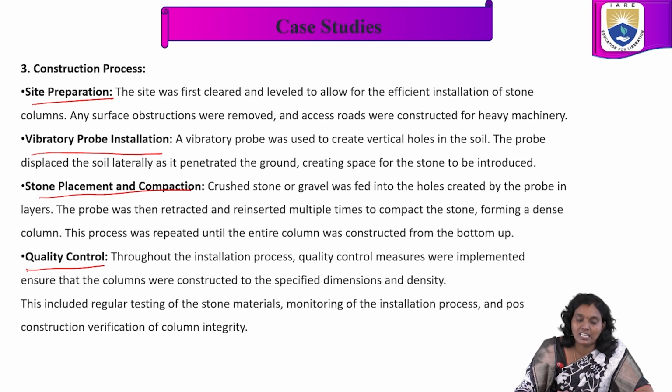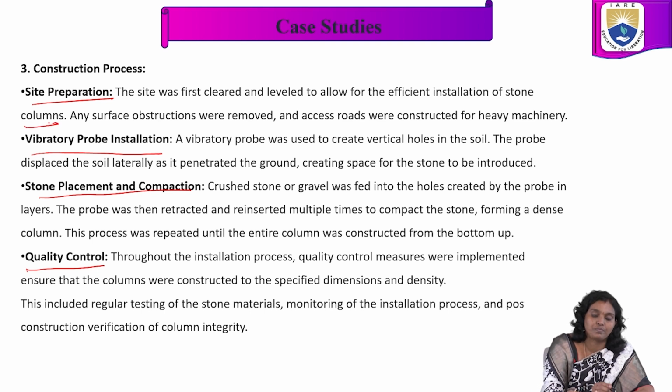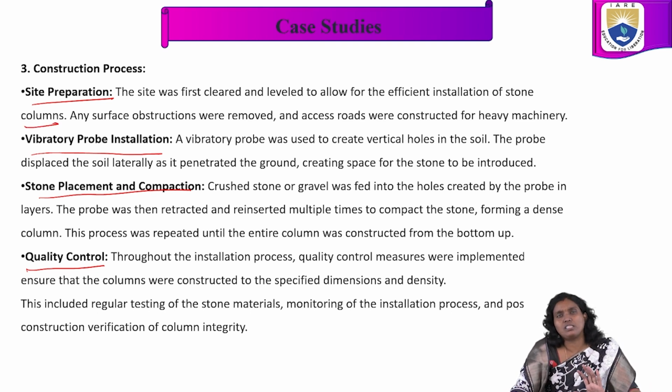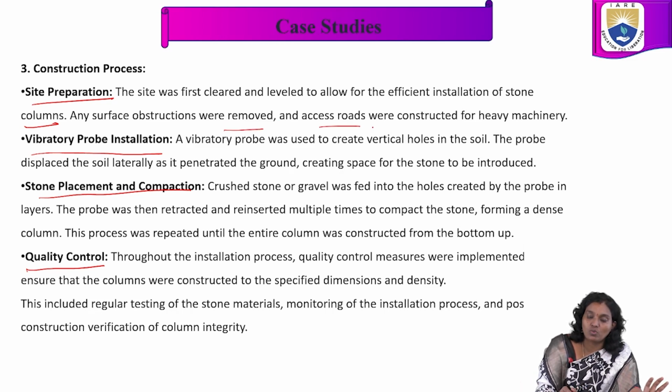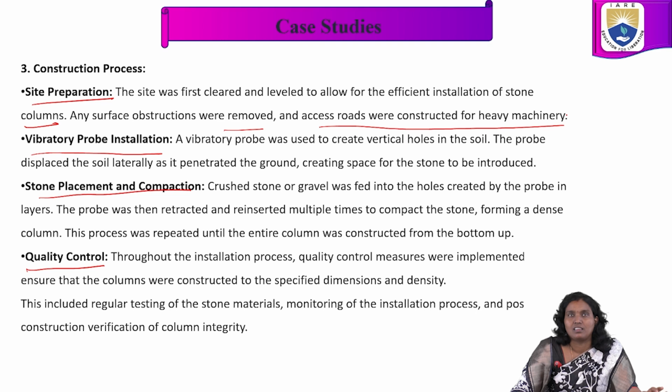The site was first cleared and leveled to allow for the efficient installation of stone columns. So in the construction process, the first thing is to clear and level the site. Any surface obstructions were removed and access roads were constructed for heavy machinery. The next step is vibratory probe installation. A vibratory probe was used to create vertical holes in the soil. The probe displaced the soil laterally as it penetrated the ground, creating space for the stone to be introduced.